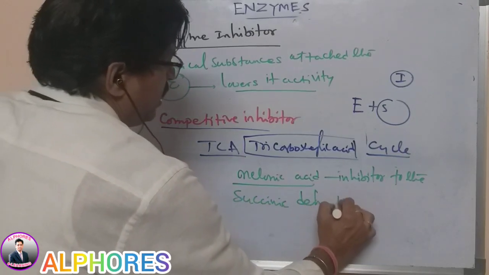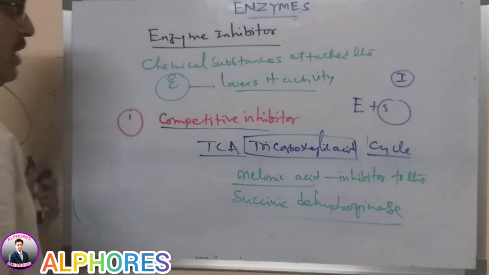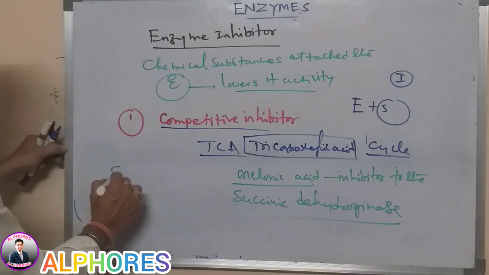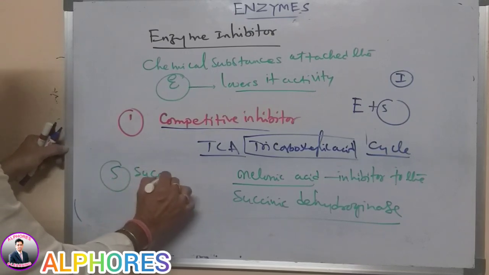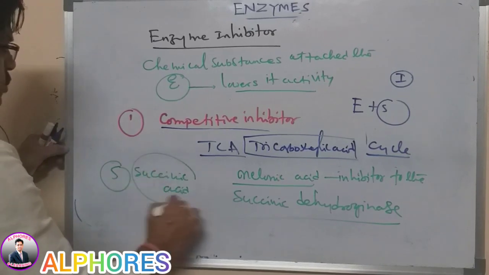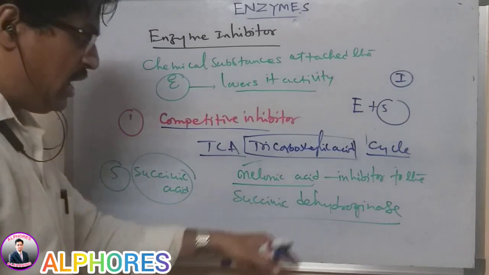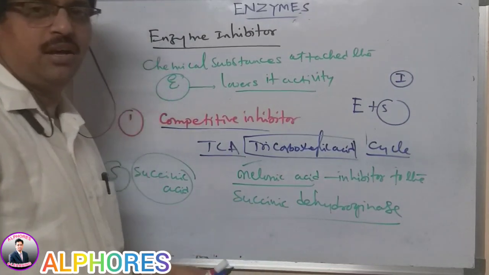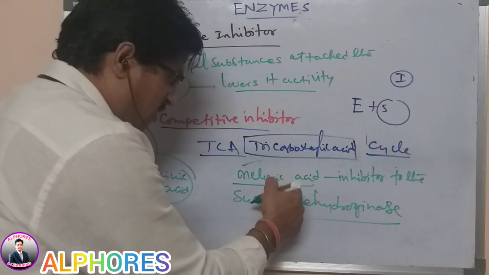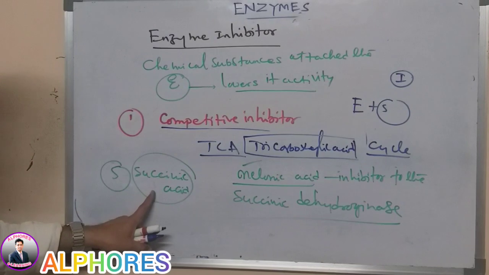So succinic dehydrogenase is one of the enzymes that catalyzes the conversion of succinic acid. So what is the actual substrate? Succinic acid. But in the place of succinic acid, which is the substrate molecule, malonic acid reaches and attaches to the succinic dehydrogenase enzyme in the active site. As a result, the further reaction cannot take place.